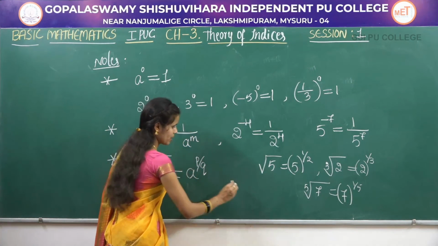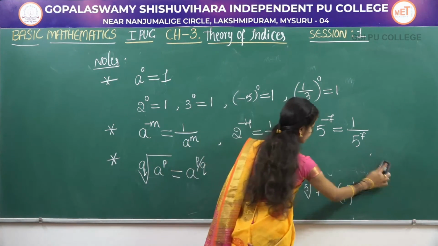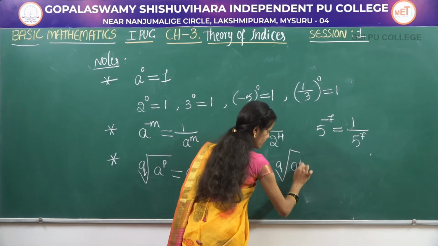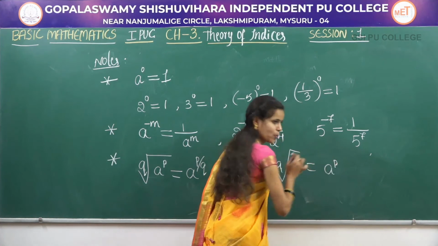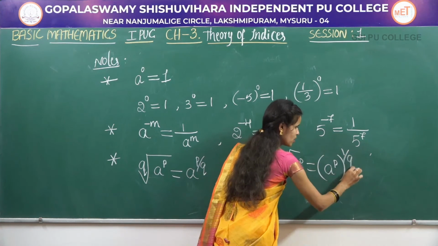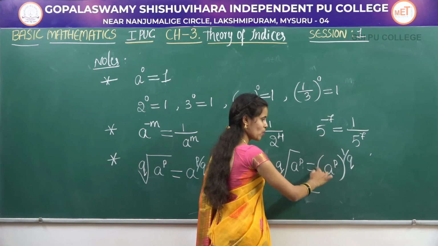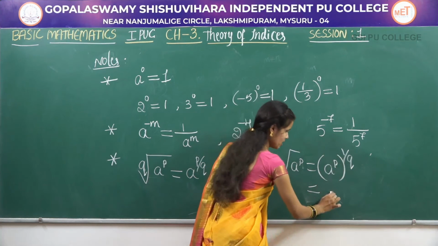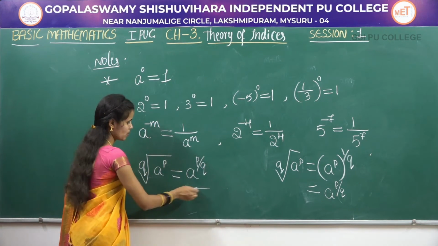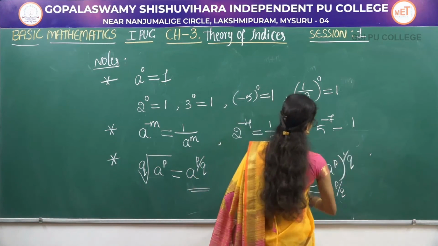Similarly, the qth root of a to the power of p. Here, write a to the power of p as it is. The qth root can be written as 1 by q. So now apply the third law of exponents. The third law of exponents is a to the power of m whole to the power of n is m into n. So this is p into 1 by q, which is equal to p by q. So a to the power of p by q. Okay. Now let us discuss some problems.